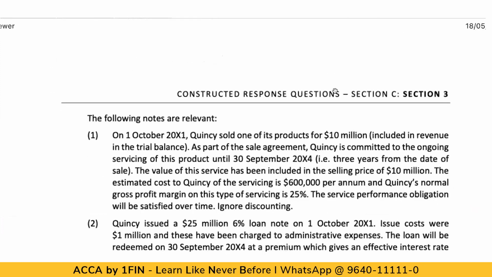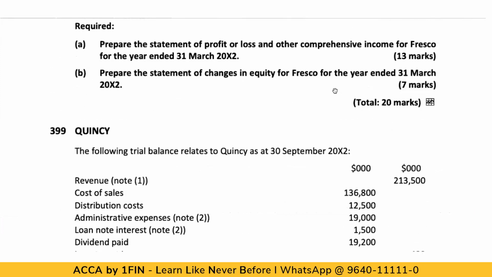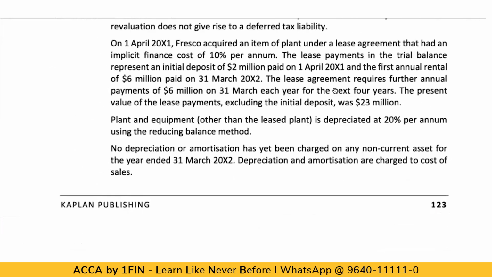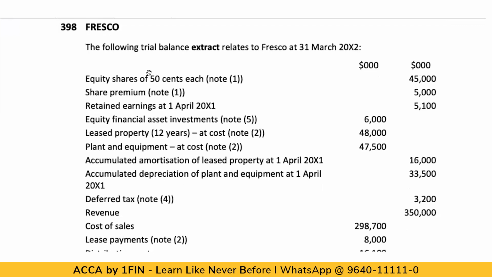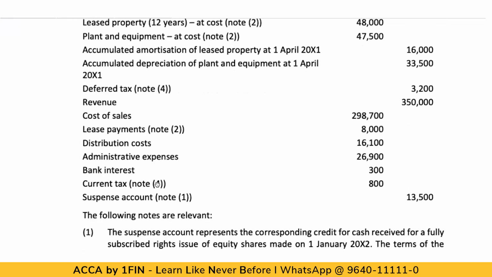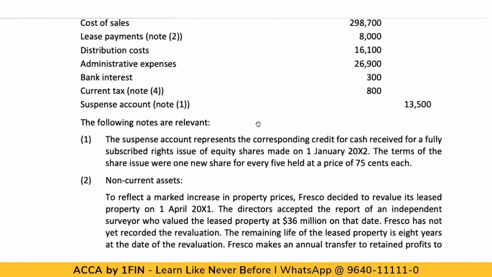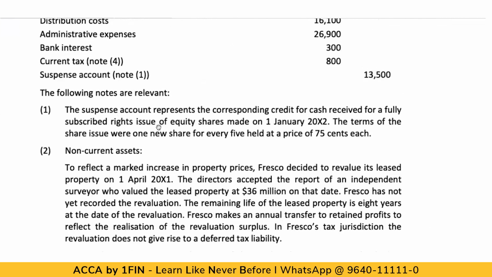Just a second. So this is a constructed response question, just for our example, and we have seen similar things. The following is a trial balance extract. They are given the trial balances. Then the suspense account represents the credit for cash receipt for a fully subscribed rights issue of shares. The terms of the share issue were 1 new share for every 5 shares held at 75 cents each. So this kind of adjustment we have already seen. The share amount is received, and that we need to correct.